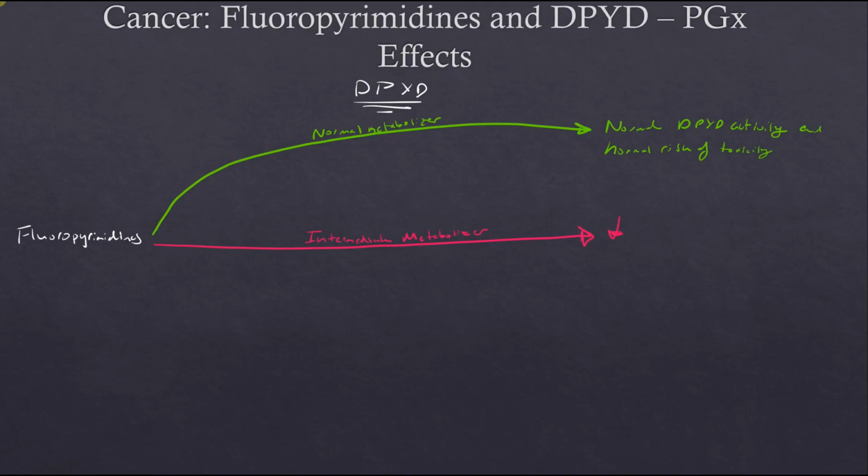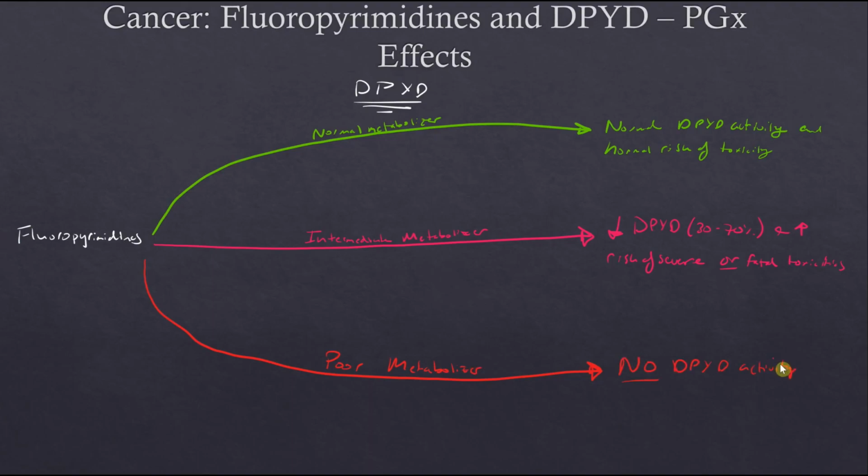And if you're an intermediate metabolizer of DPYD, you have decreased activity of that enzyme, anywhere from 30 to 70% decreased activity, and an increased risk of severe or fatal toxicities. Finally, let's take a look at poor metabolizers. And if you're a poor metabolizer, you have actually no DPYD activity, therefore you have no metabolism at that rate limiting step we talked about, and you probably have an even further increased risk of severe and possibly fatal toxicity.